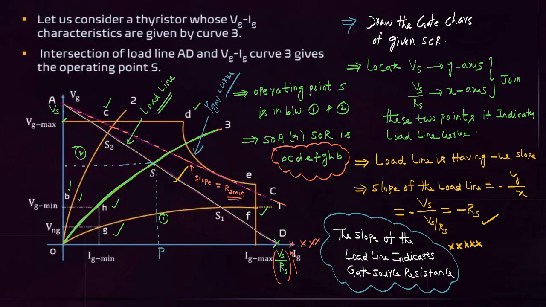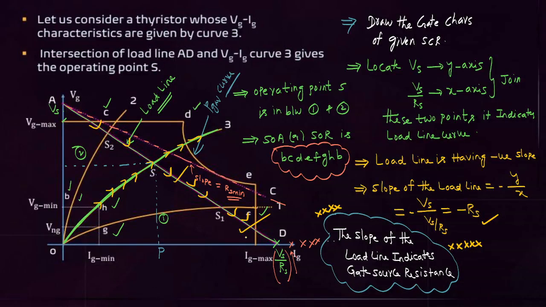Are the SCR gate characteristics linear or non-linear? They are non-linear. This observation is important. For example, if the question is asked like this: the slope of the load line is minus 300 volts per ampere, what is the gate source resistance? The slope of the load line, students. I'm not talking about the slope of the gate characteristics. Gate characteristics have a positive slope because it's a rising slope. These are the gate characteristics, but this is the load line characteristics. Load line characteristics have a falling slope, that is, a negative slope.